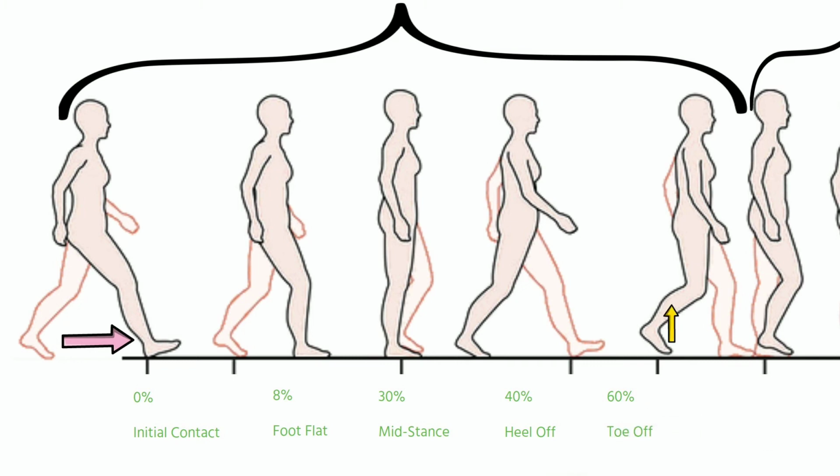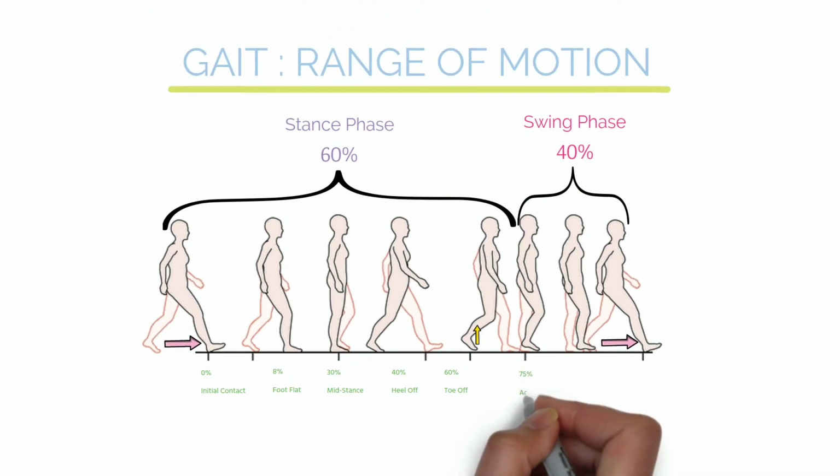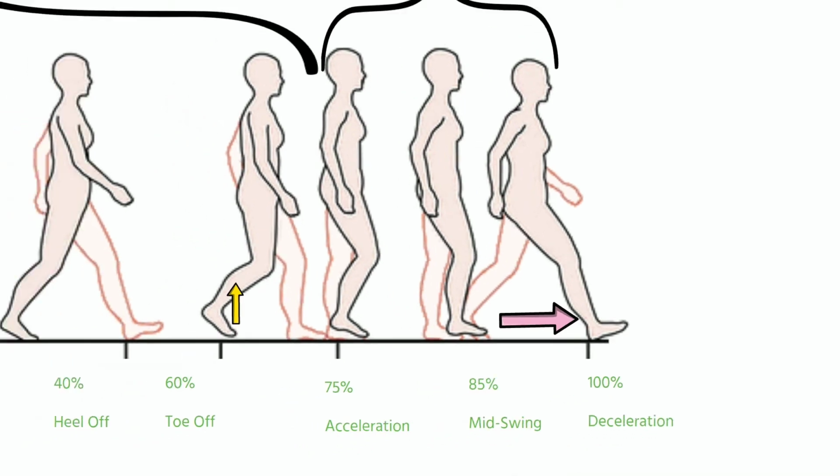Now, let's take a look at the swing phase events. We have three main events: acceleration 75%, mid-swing at 85%, and deceleration at 100%, completing the gait cycle. Finally, let's take a look at the ranges of motion.